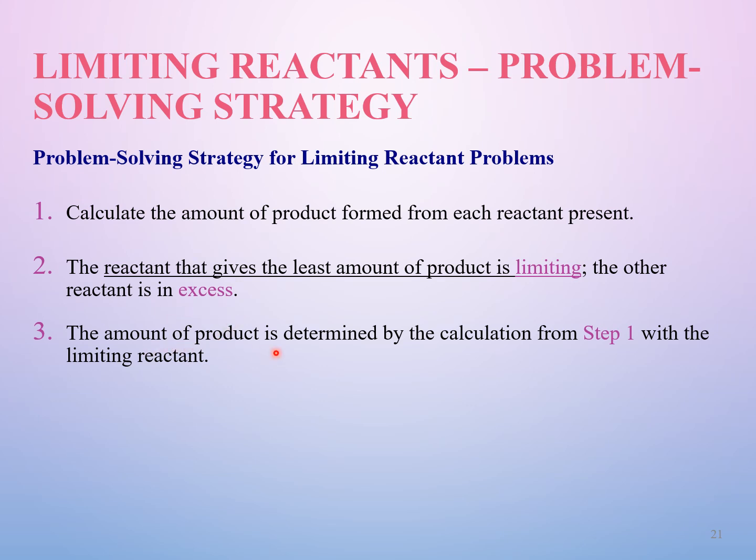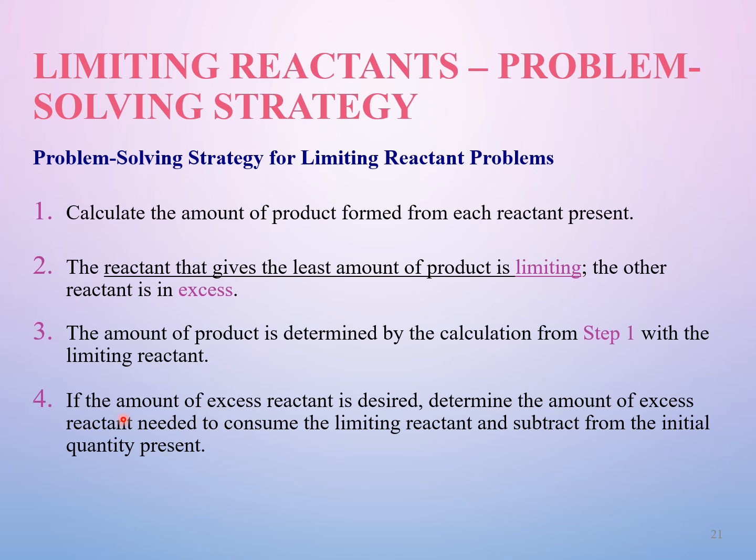The amount of product that you can make, based on the limiting reactant, will be called the maximum amount possible, or the theoretical yield. And then of course, if you want to find the excess reactant, you just find out how much of it was used up and then subtract that from the initial.